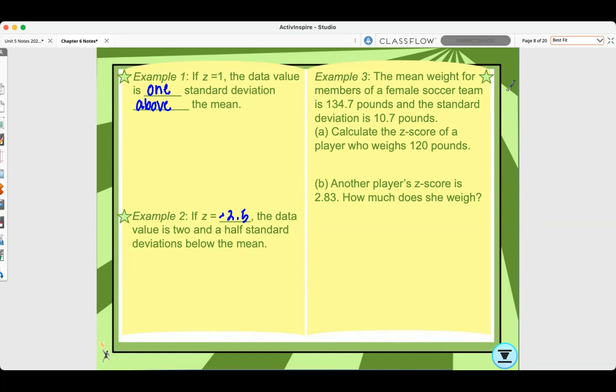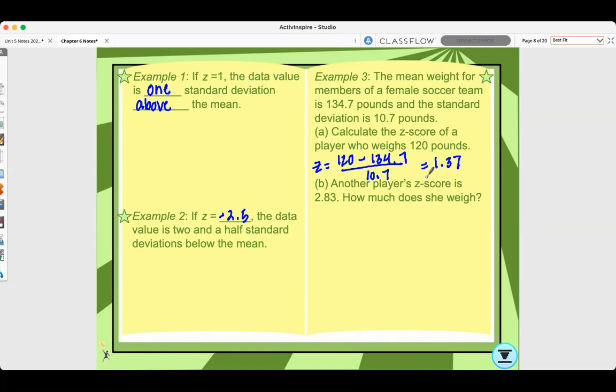In example 3, the mean weight for members of a female soccer team is 134.7 pounds and the standard deviation is 10.7 pounds. Calculate the z-score of a player who weighs 120 pounds. So z would be y minus y bar all over the standard deviation. And you should get negative 1.37.